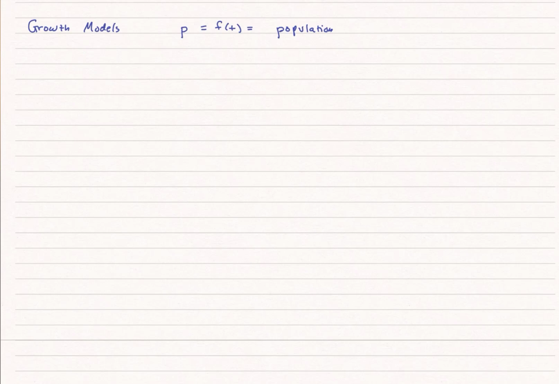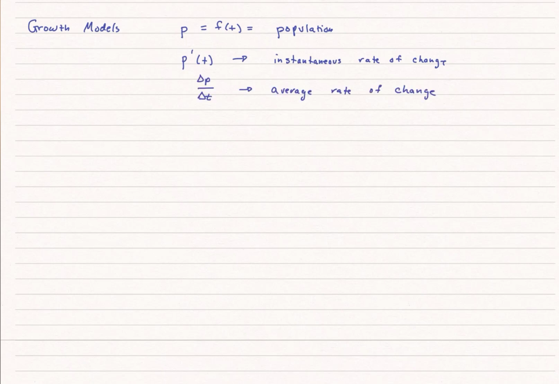The rate of change of my P is simply equal to P prime. If instead of the instantaneous rate of change, I was looking at the average rate of change, that's when I leave it as delta P over delta t. Again, the instantaneous rate of change is when we let delta t go to 0.